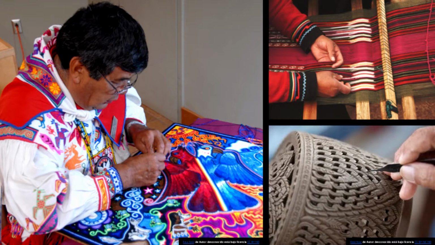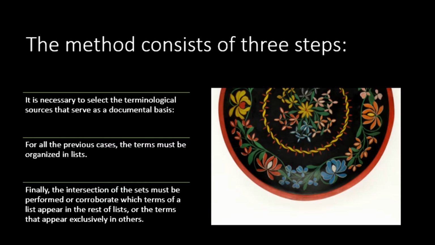Based on this, a method that takes into consideration the ethnological work in practice communities and the application of the set theory to determine the basic terminology of the area of knowledge is proposed, as well as the differentiated terminologies. The method consists of 3 steps. It is necessary to select the terminological sources that serve as a documental basis.